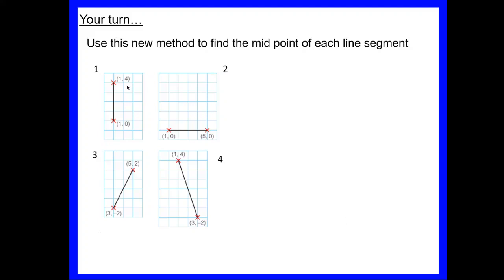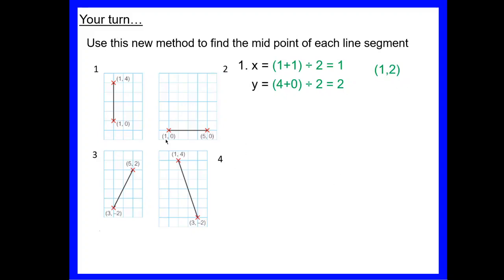Okay, so for number 1 then, for the x coordinate, we're going to add the x coordinates together, which is 1 plus 1, which is 2, divided by 2 gives us 1. For the y coordinate, we're going to add the y, so 4 plus 0 is 4. We'll divide that by 2, and that gives us 2. So the midpoint is at 1, 2.